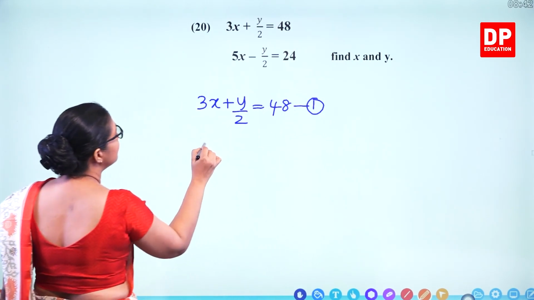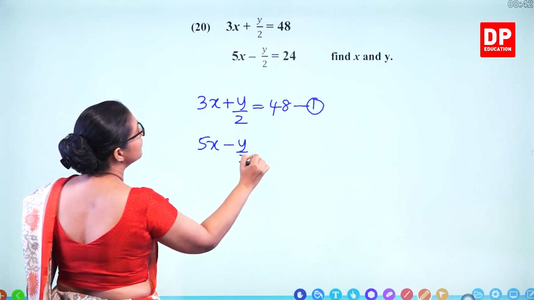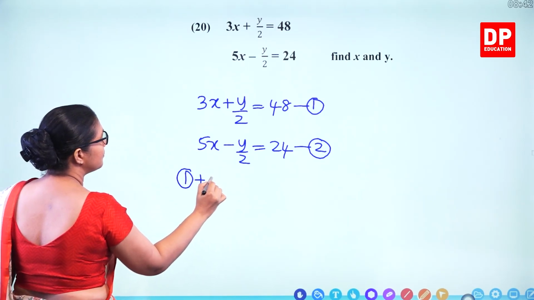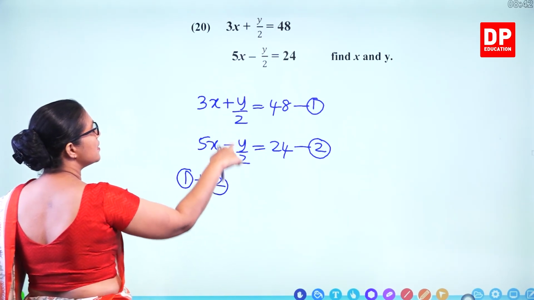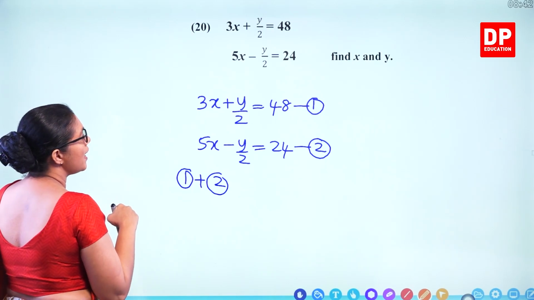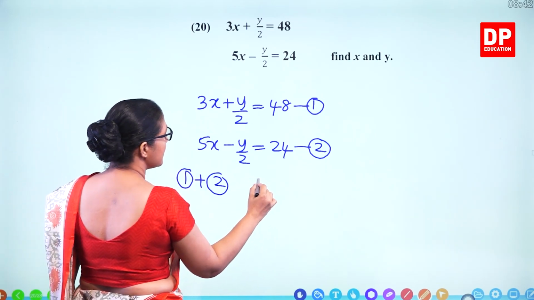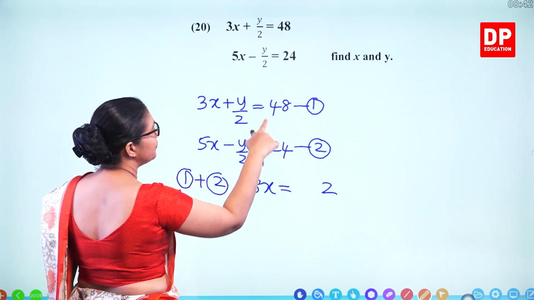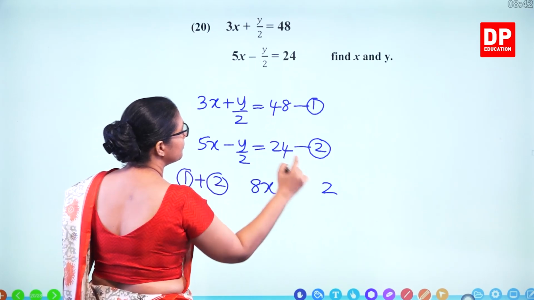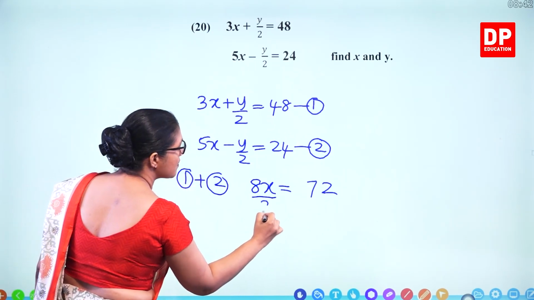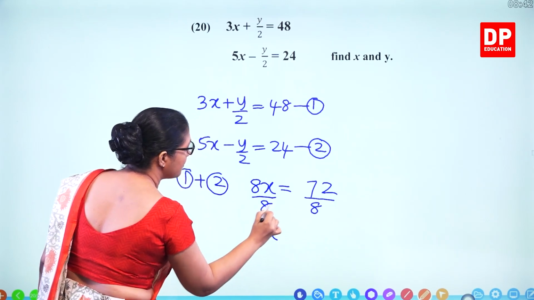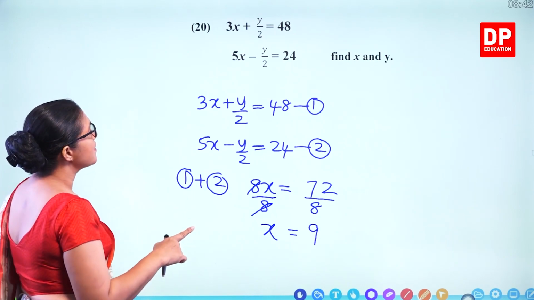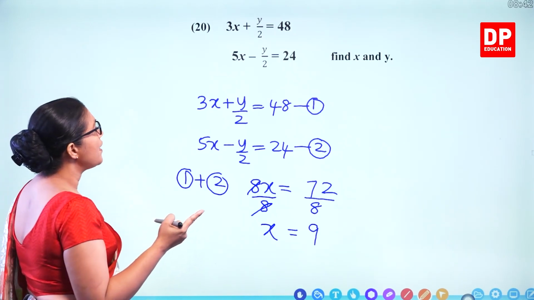That's the first one. This is the second one. When you add these two, you get 5x and 3x, 8x. When you add these two, 72. So you can divide by 8 and find x. x is 9. If x is 9, you can use any equation and find out y.